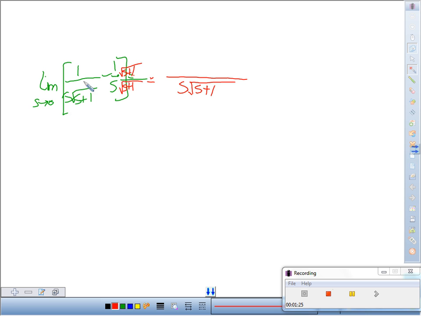And so the numerator here, this one's still 1. We're not changing it, but this one right here is going to be square root of s plus 1. Right? So we've got 1 minus square root s plus 1.